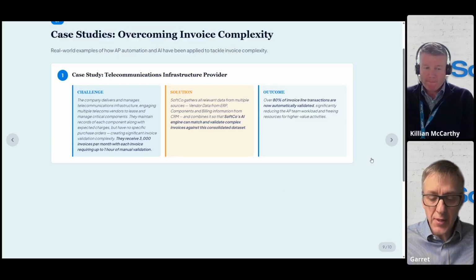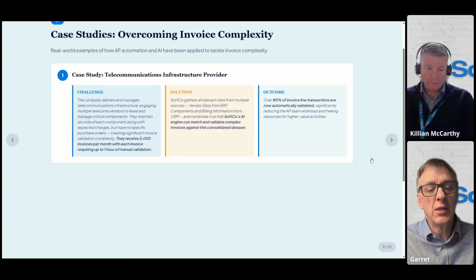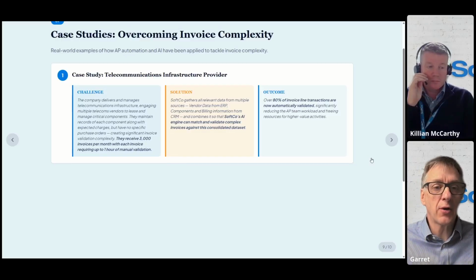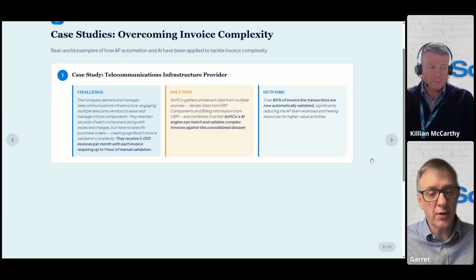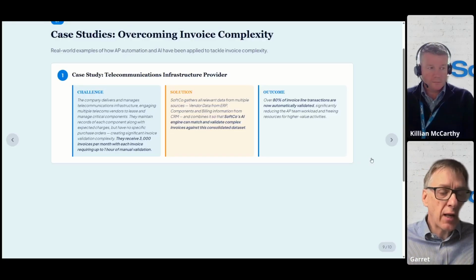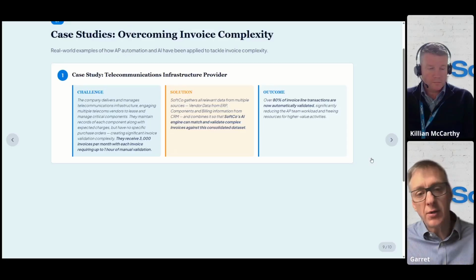As part of their business, they're engaging with other vendors to provide them with infrastructure components. They don't raise purchase orders for it. They do keep essentially a component record of all of the components that are being provided by third parties, with some pricing information, but there's no PO as such. They receive 3,000 invoices per month, which mightn't sound like a lot, but the typical line count on those invoices is in the hundreds.